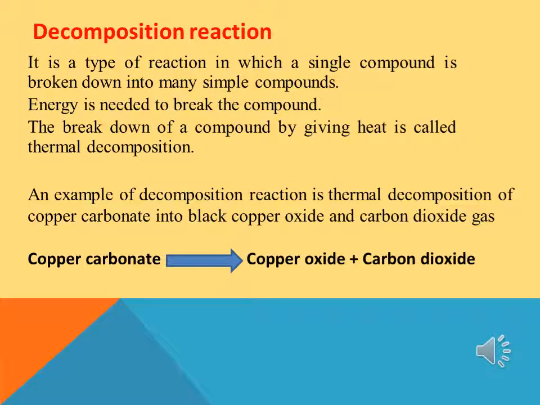Now we are going to study the second type of chemical reaction, which is decomposition reaction. It is a type of reaction in which a single compound is broken down into many simple compounds. An example of decomposition reaction is thermal decomposition of copper carbonate into black copper oxide and carbon dioxide gas. Copper carbonate is broken down by giving heat into copper oxide and carbon dioxide gas is released.